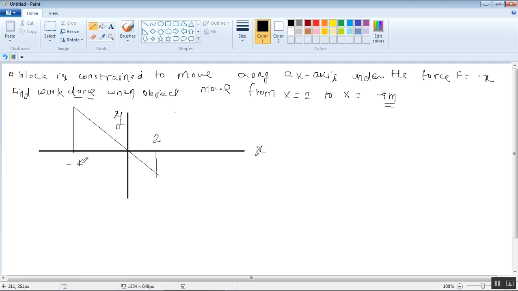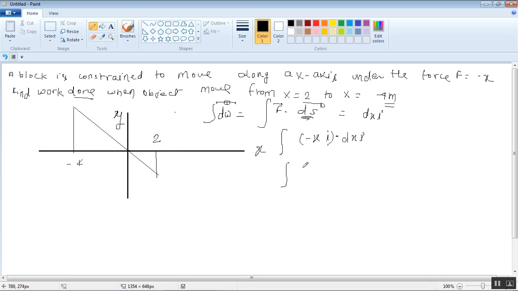If you know about work done, then dW is equal to integration of F dot ds. Here ds is the displacement taking place along the x-axis. So can I write F is equal to minus x i, and ds is equal to dx i?